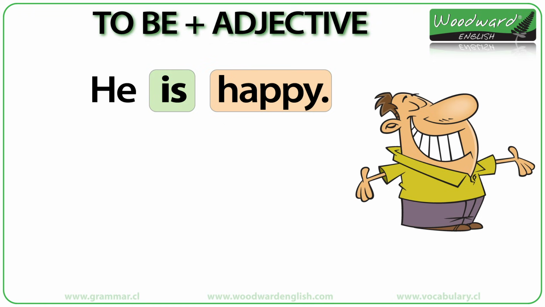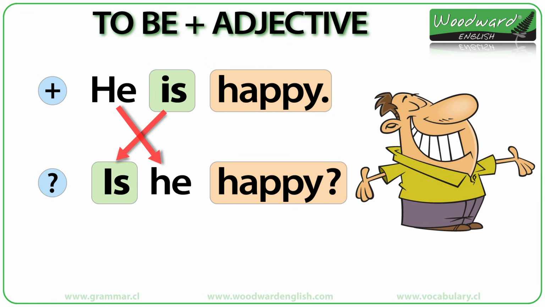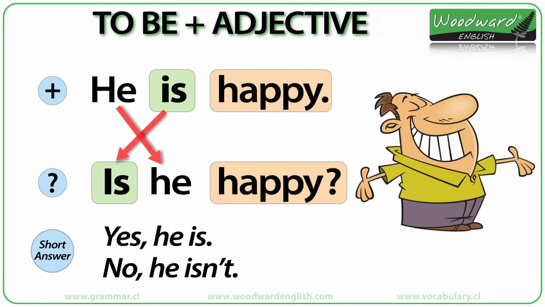We can also make questions with to be and an adjective. He is happy. This is a sentence, an affirmative sentence. To make a question, we change the order of to be. Instead of he is, it becomes is he. Is he happy? And then you can give a short answer. Yes, he is, or no, he isn't.